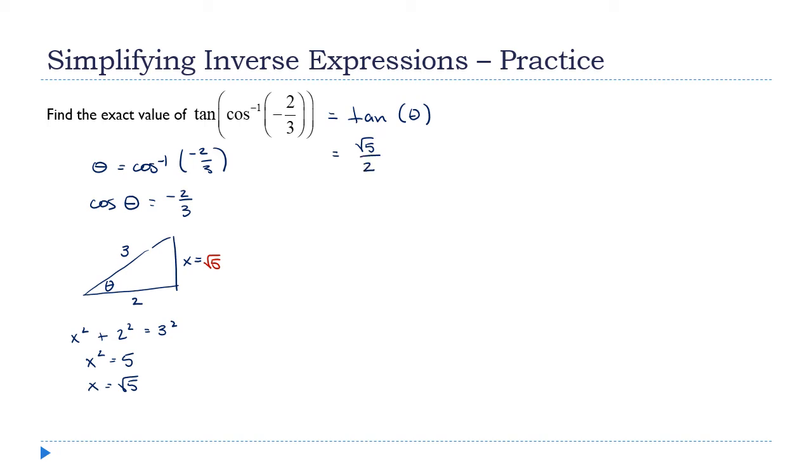And now let's think about quadrants. Theta has a negative cosine, which means it must be a second quadrant angle. And in the second quadrant, the tangents are negative. So that's it. There's my answer.